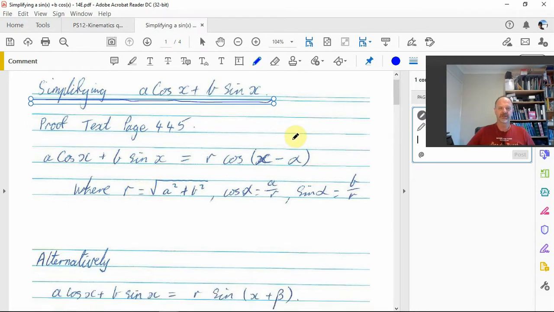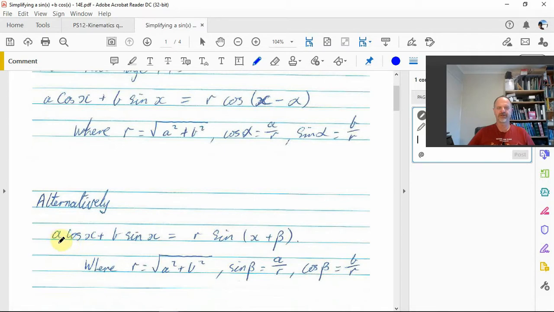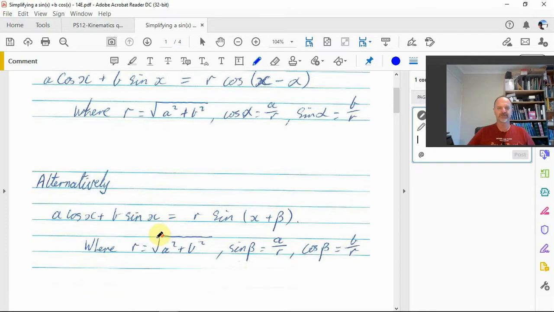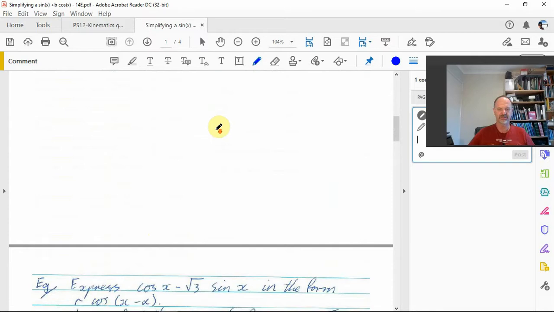All right, so that's the addition formula, right? This is related to the addition formula, and of course you could do a sine one as well. So a cos x plus b sin x is r sin(x + beta), and r of course is the square root of a squared plus b squared. And the sin of beta is a over r, and the cos of beta is b over r. All right, so let's have a look and see how we can use these things.